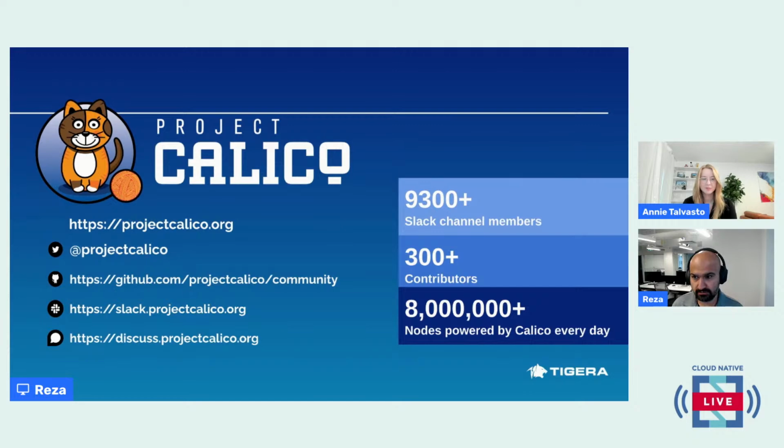Project Calico is all about cloud networking and security. We have a lot of Slack channel members and a lot of contributors, and there are a lot of nodes covered by Calico every day. The beauty of Calico is it's an open source community. So you can just take the code, change it, and submit it to us, and we'll include your contribution in the code base.